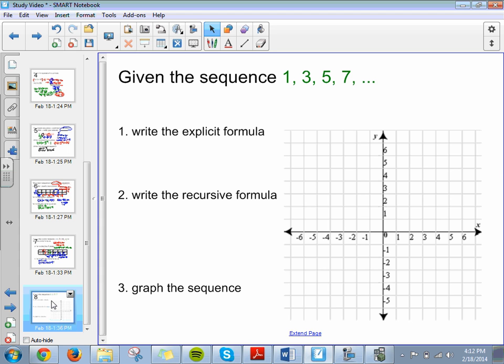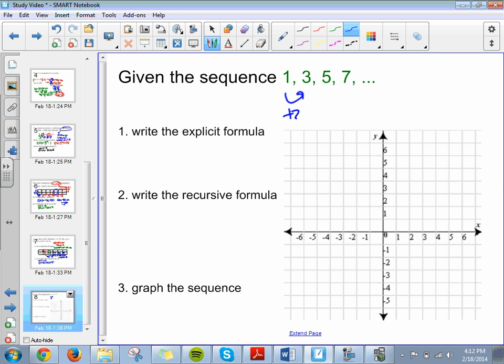All right, last one. It says given the sequence 1, 3, 5, 7, we want to write the explicit formula, the recursive formula, and then graph the sequence. Now, I hope my graph isn't too bad. My board does need to probably get recalibrated, so if when I graph it, it's not perfect, I apologize.